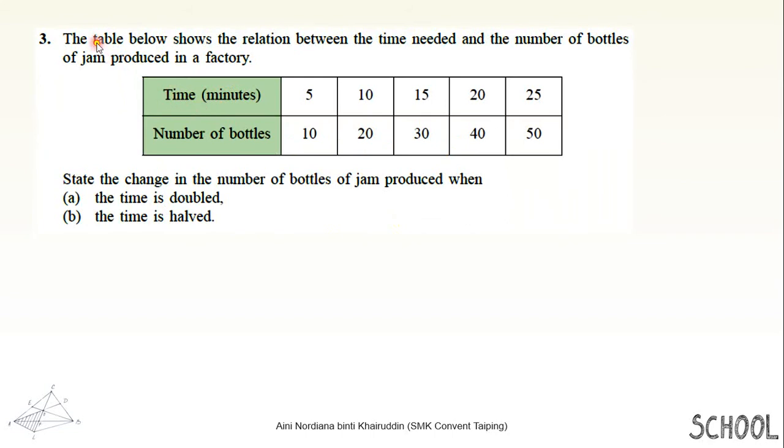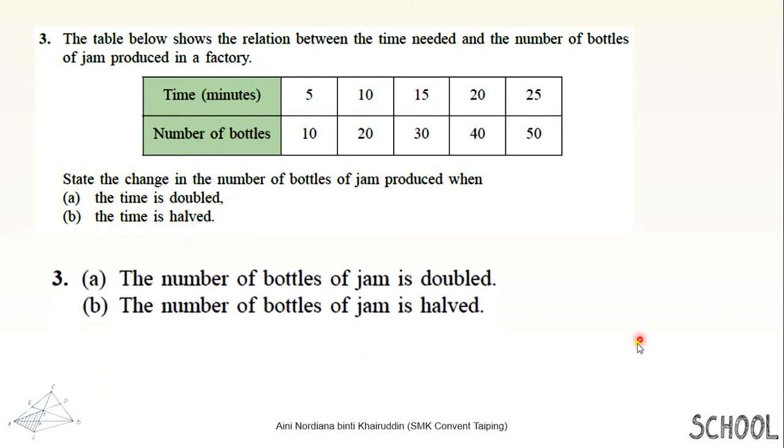Next, number 3. The table below shows the relation between the time needed and the number of bottles of jam produced in a factory. 5 minutes equals 10 bottles. 10 minutes, 20 bottles. State the change in the number of bottles of jam produced when the time is double. Of course, when the time is double, then the number of bottles also doubles. If the time is half, then the number of bottles also halves. Okay, next.